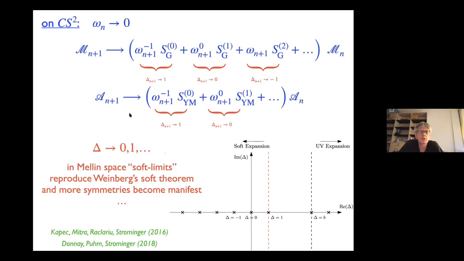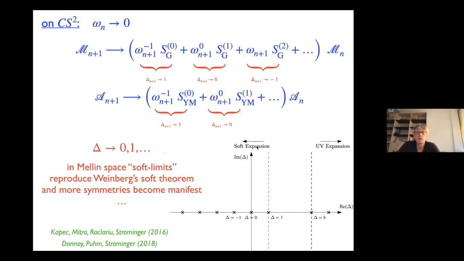So let's go to the second line. The leading term is that we send delta of the last gluon, which of course corresponds to omega n plus one going to zero, so we send delta to one. But then the next leading term, just by looking at the omega integral, we could see that the next leading order in the soft expansion is determined on the celestial sphere by the limit delta n plus one goes to zero. And similarly for the graviton, you have this soft expansion.